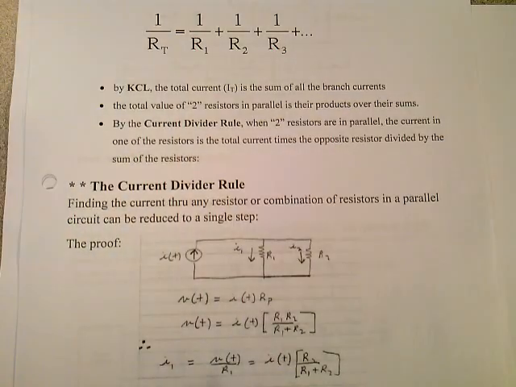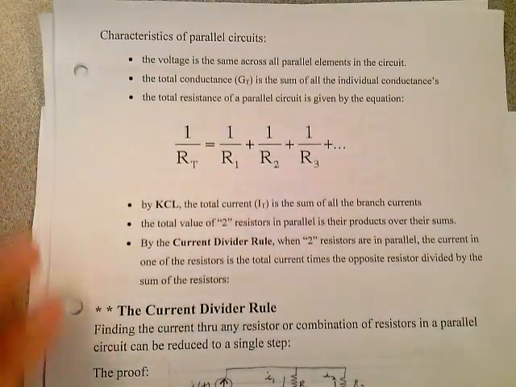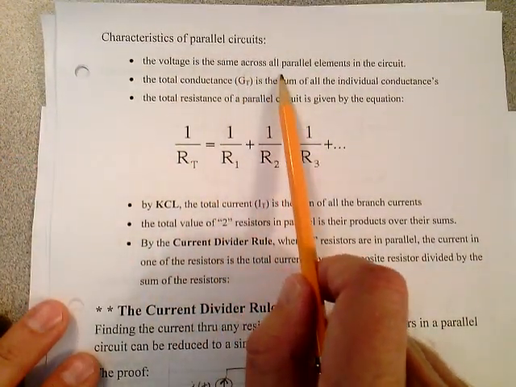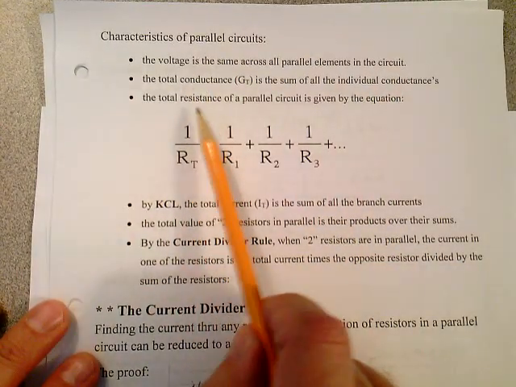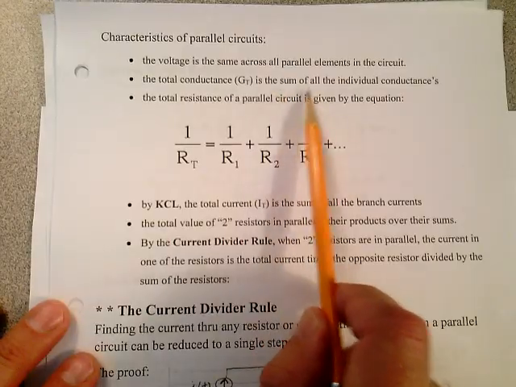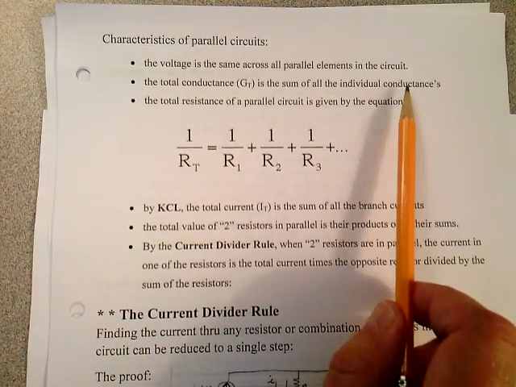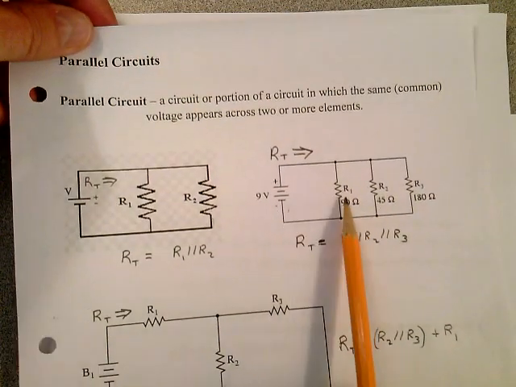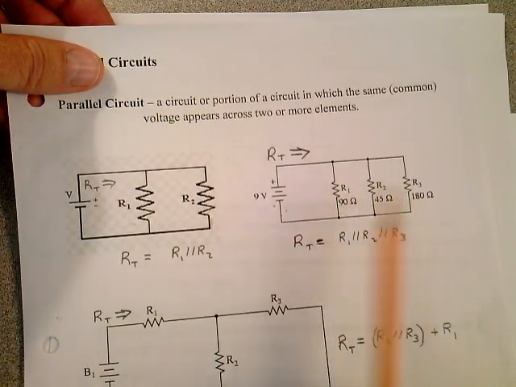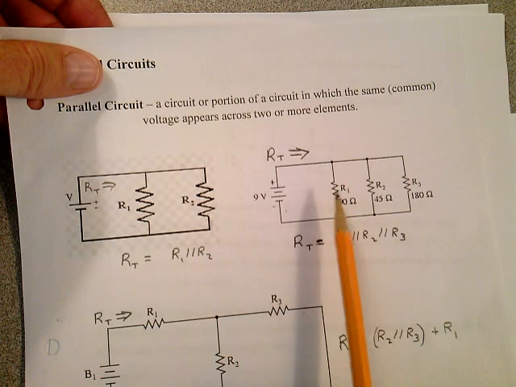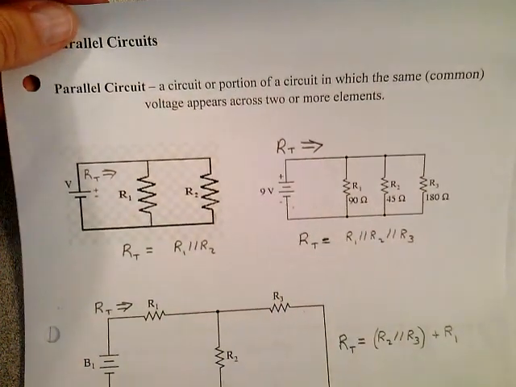On the next page, characteristics of parallel circuits. The voltage is the same across all parallel elements in the circuit. We discussed that. The total conductance, G sub T, is the sum of all the individual conductances. If they give you conductances here rather than resistances, it's 1 over 90 and 1 over 45 and 1 over 180, then you just, parallel circuits, you add conductances.